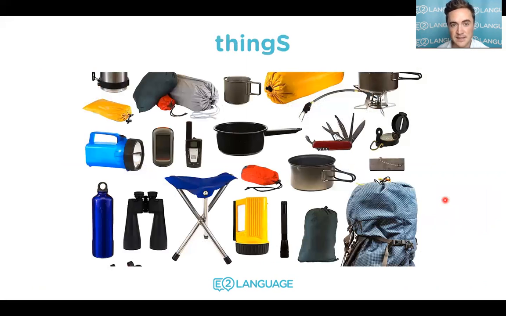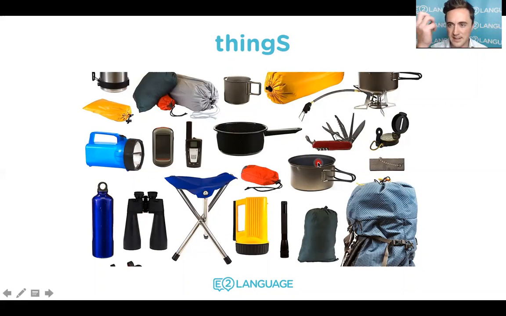But you can count things like knives. What's that? Compasses, yes? Pots. Walkie-talkies. Cups. Torches. Sleeping bags. Backpacks. Seats. Water bottles. Fine, you can pluralize it, you can count it, so yes, you can put an S on the end. Binoculars, sometimes because the word ends in an S, like binoculars or scissors, we don't put another S on the end. But you can count binoculars. You can have 3, but we say 3 pairs of binoculars. This is an exception. But everything else that you see here, you can count it.